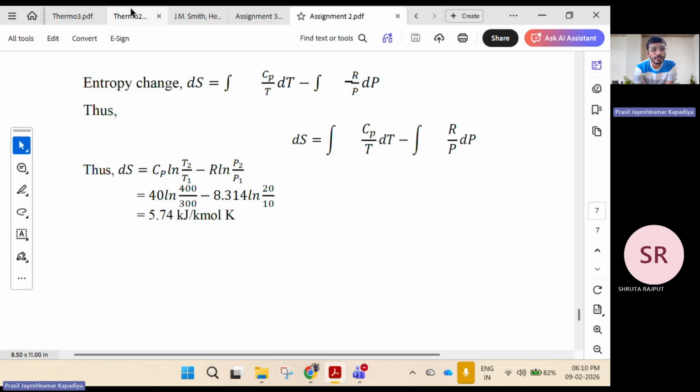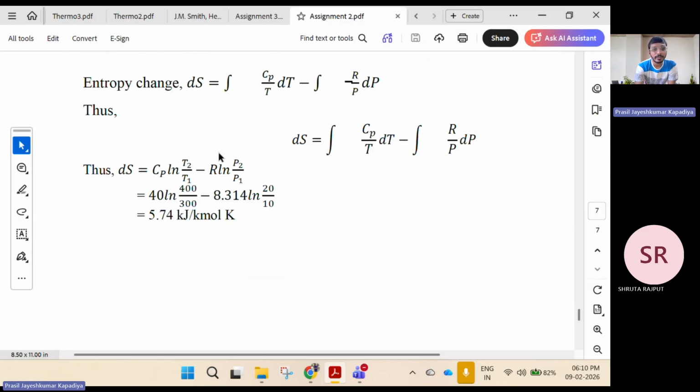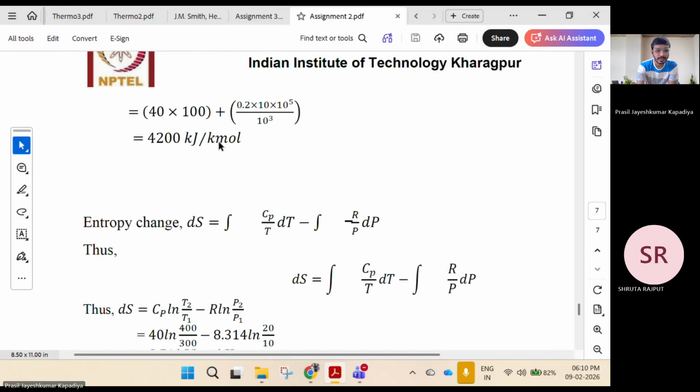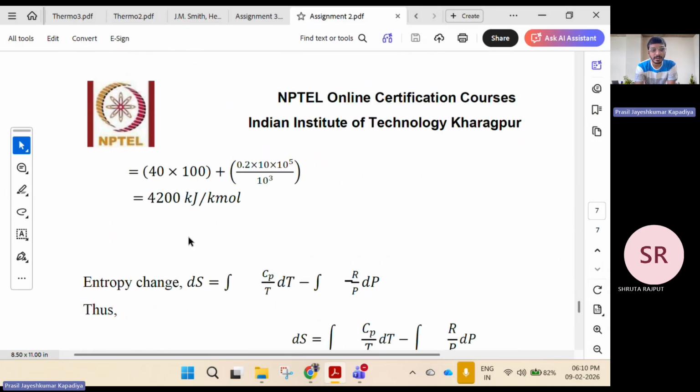Very good. So I will just complete it for the sake of doing it. So Cp is given, dT is delta T. When you put del V by del T at constant P, it is R by P. So this term is only left with B, small b. So you get it like this: Cp into dT plus B into dP. So when you put all the values, you get delta H as 4200 kilojoules per kilomole.